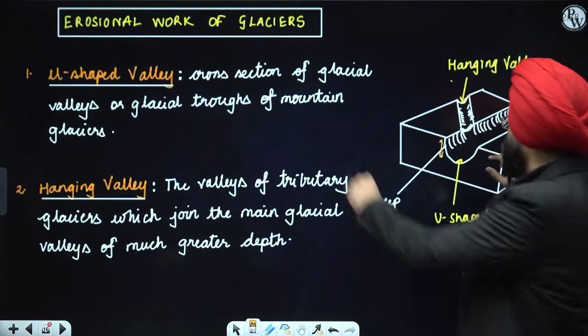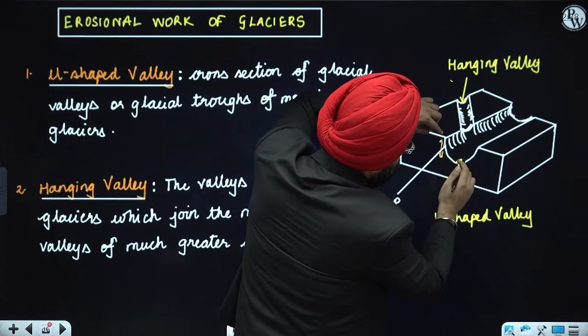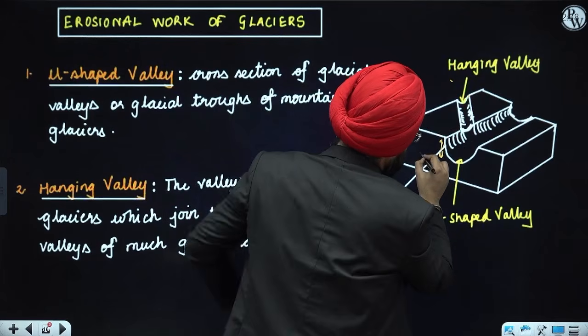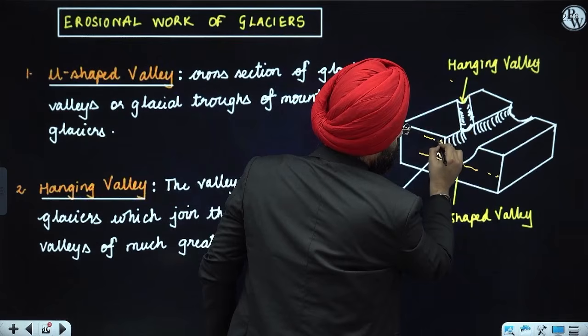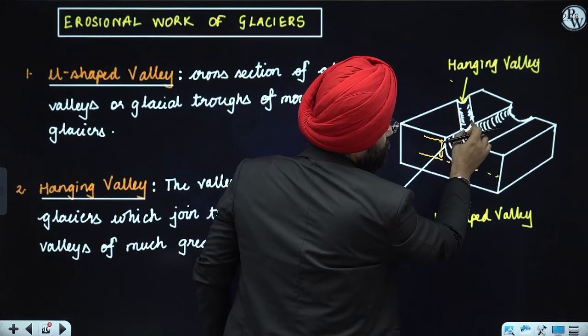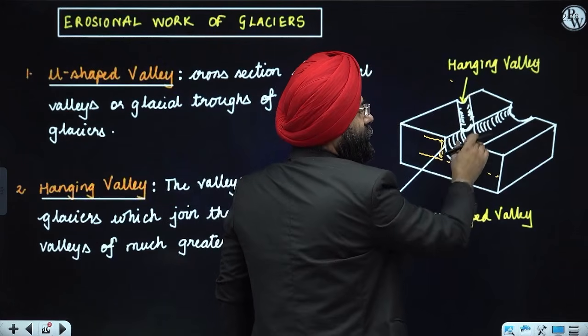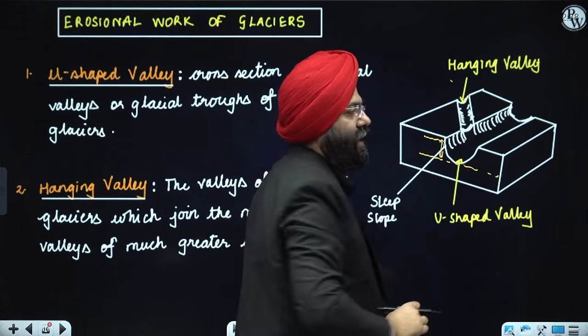And why is it called hanging? Because the U-shaped valley is at this level, and this is approximately at this level, the base of this. So it is looking like a hanging valley above the U-shaped valley. That is why it is known as a hanging valley.